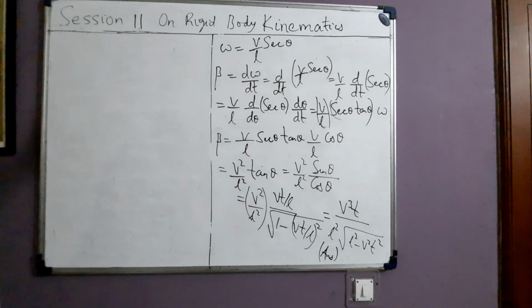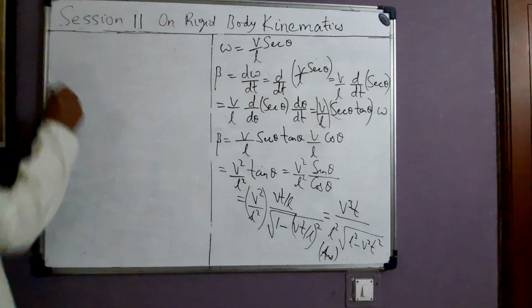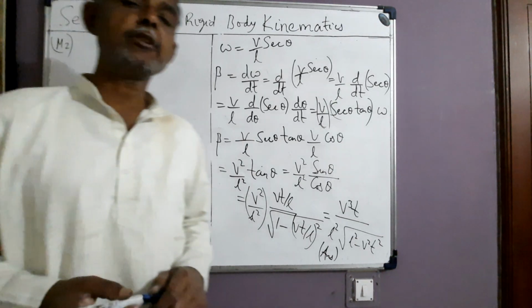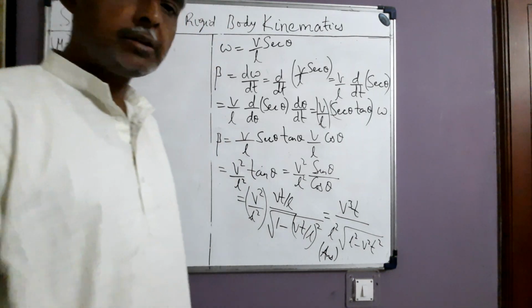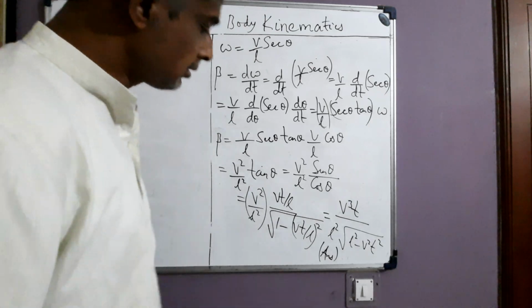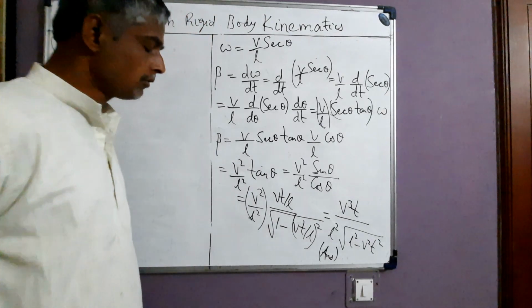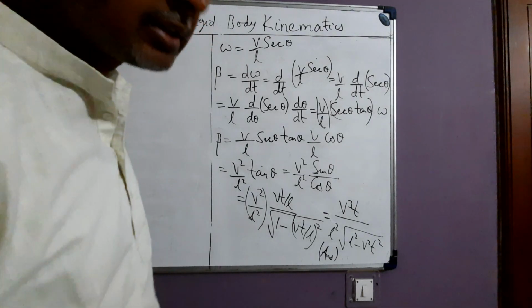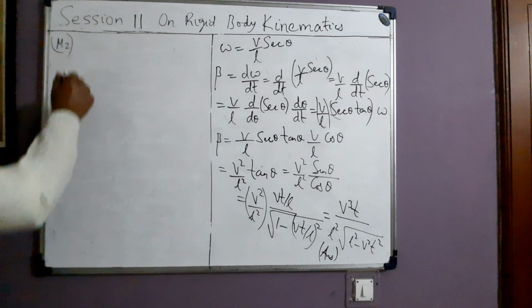Now I'll solve this question by other methods also. Method 2. In method 2, first I'll find omega in terms of t, and then I'll differentiate that. So from that also the answer can be obtained. So method 2 is like this.